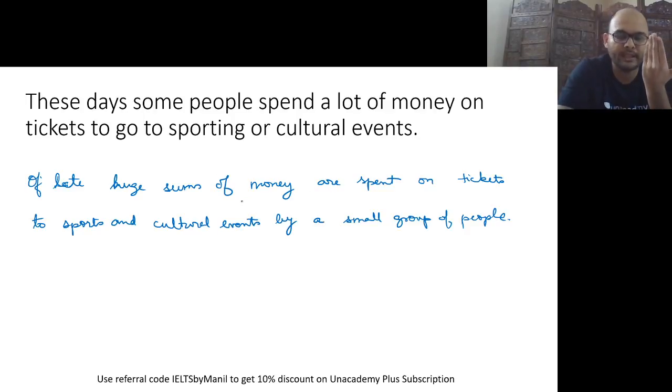This part of the sentence I brought to the forefront. Then what I've done is I've changed the voice of the sentence. Huge sums of money are spent. Sorry, I've actually not done it independently. I'm so sorry. I have primarily just changed the voice of the sentence. Of late, huge sums of money are spent on tickets to sports and cultural events by a small group of people. So by changing the voice and by using a few synonyms, I've been able to create a paraphrase.